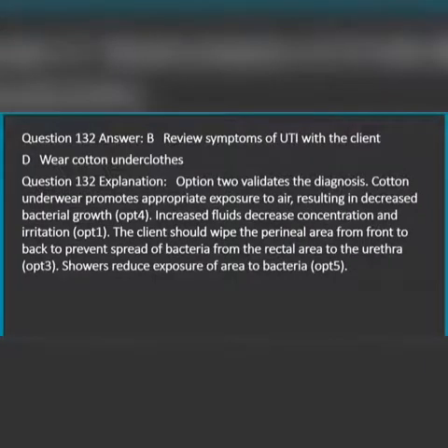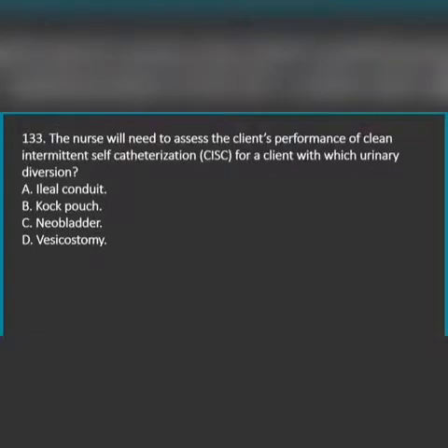Question 132. Answer: B. Review symptoms of UTI with the client. D. Wear cotton underclothes. Explanation: Option 2 validates the diagnosis. Cotton underwear promotes appropriate exposure to air, resulting in decreased bacterial growth. Option 4. Increased fluids decrease concentration and irritation. Option 1. The client should wipe the perineal area from front to back to prevent spread of bacteria from the rectal area to the urethra. Option 3. Showers reduce exposure of the area to bacteria. Option 5. Question 133.